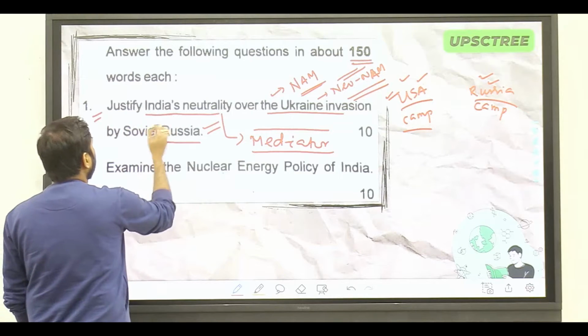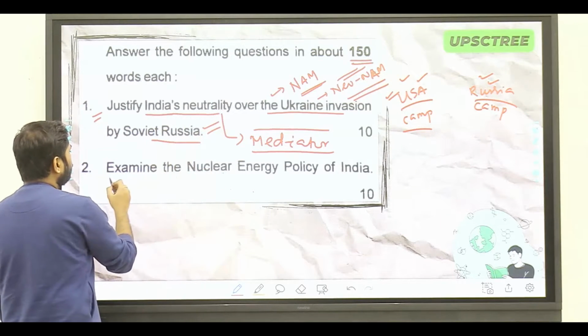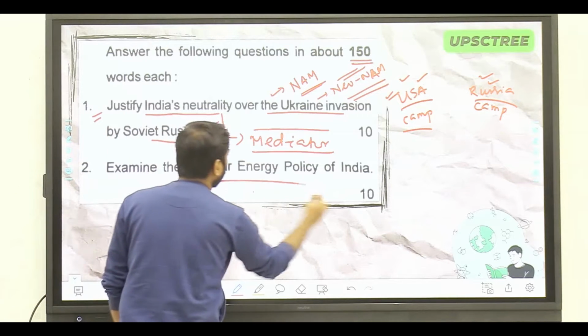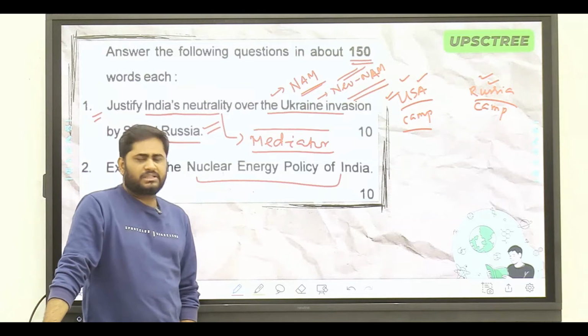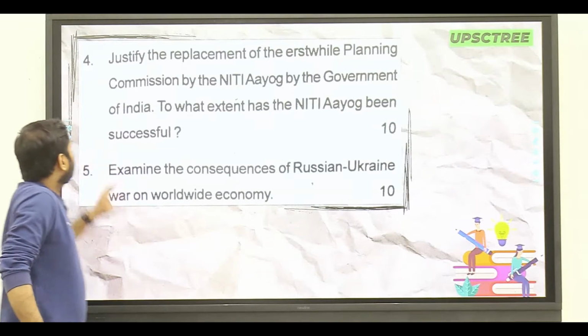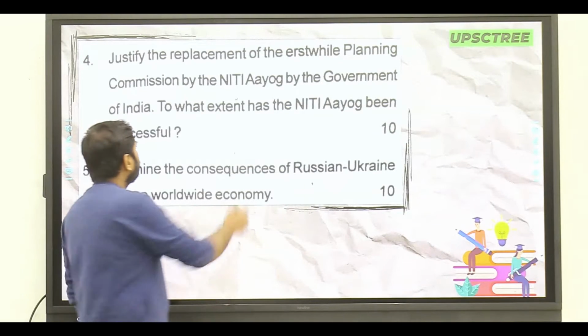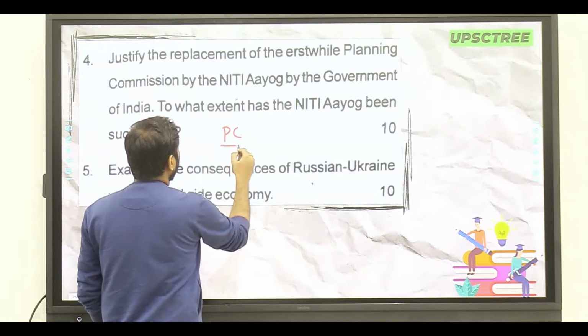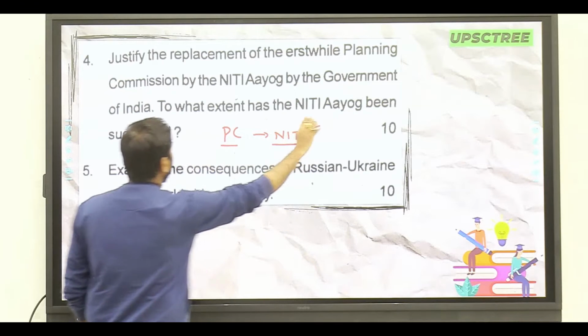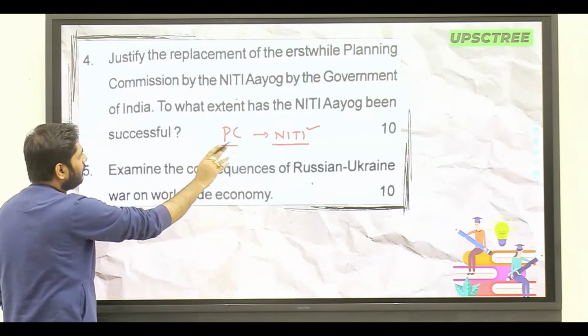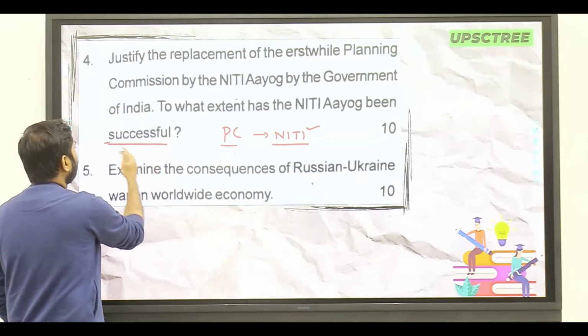So justify that, done. Next question: examine the nuclear energy policy of India. Obviously the nuclear energy policy material will be given, and this is a pretty easy topic. Now this question is asking about a Planning Commission, Niti Aayog kind of comparison that you have to do. To what extent has the Niti Aayog been successful? That you have to show.